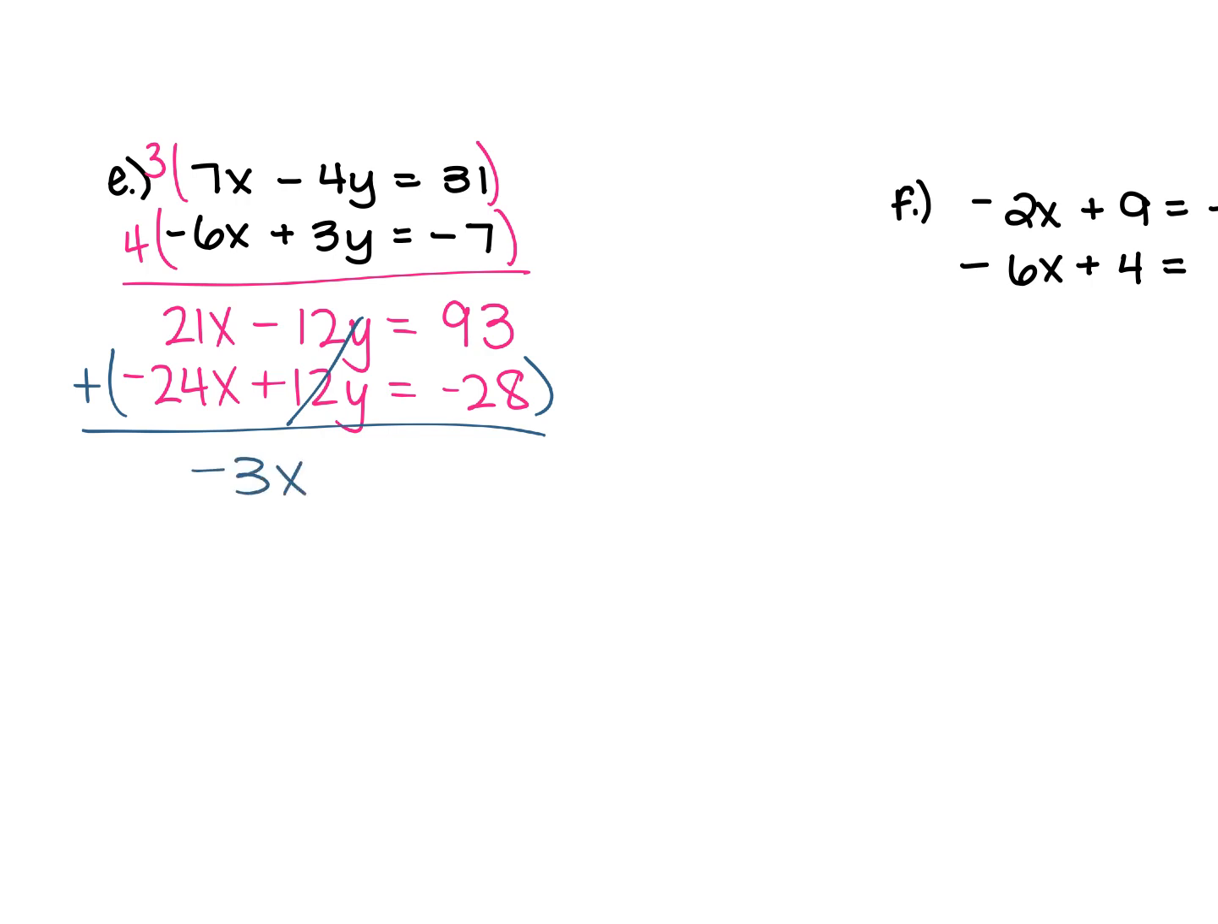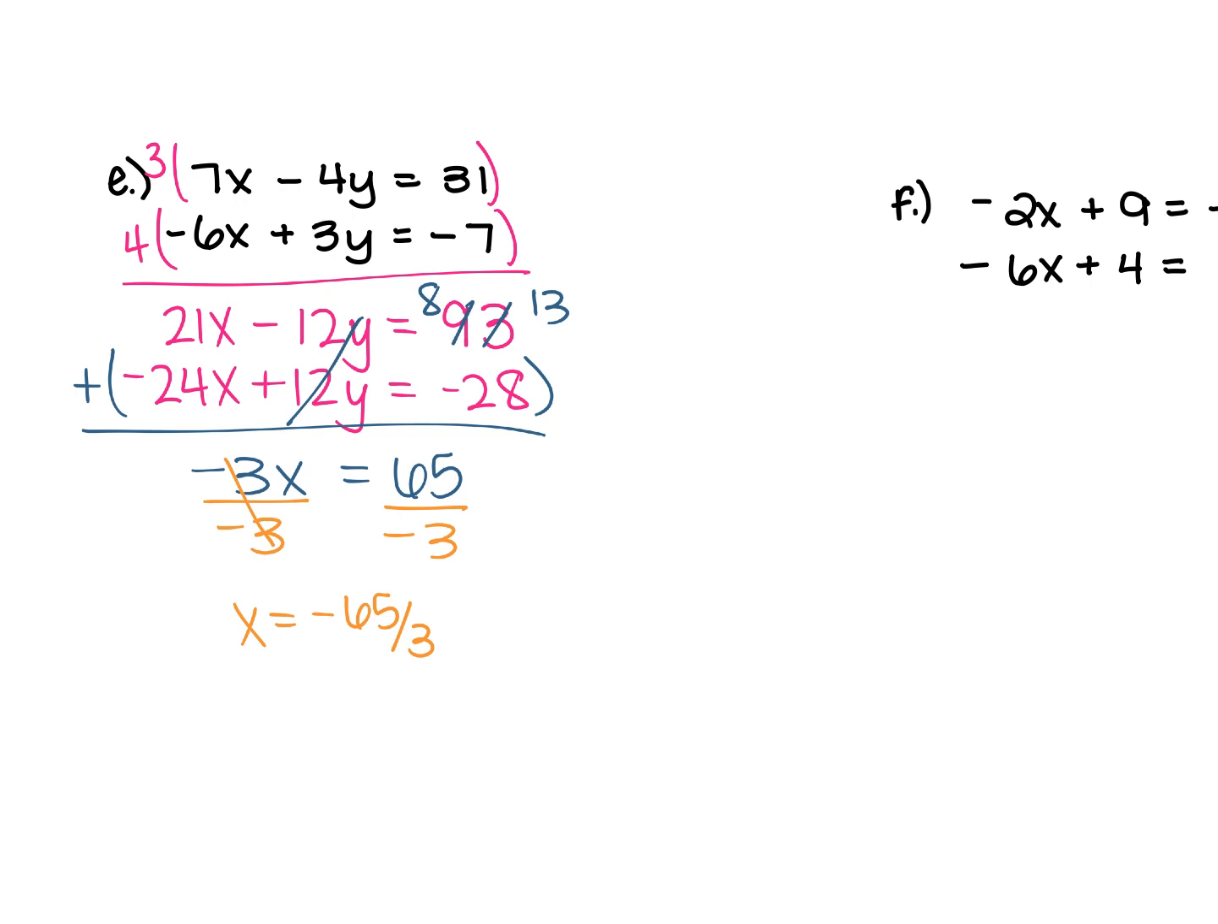You'll be left with negative 3x is equal to 65. Divide each side by the negative 3, and you get that x is equal to negative 65 over 3. If it was me, since x has a denominator of 3, I want to try to cancel that out. My x in my bottom equation from the original 2 has a coefficient of -6. 6 is divisible by 3, so I'm going to use the bottom equation so that way my fraction cancels out.